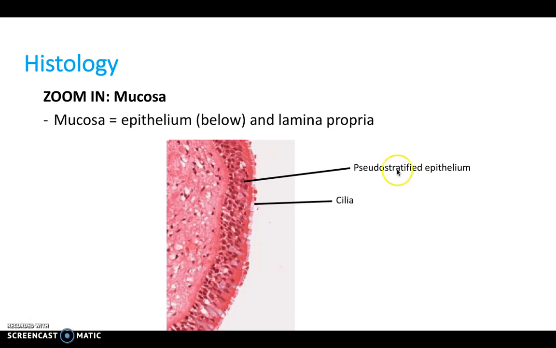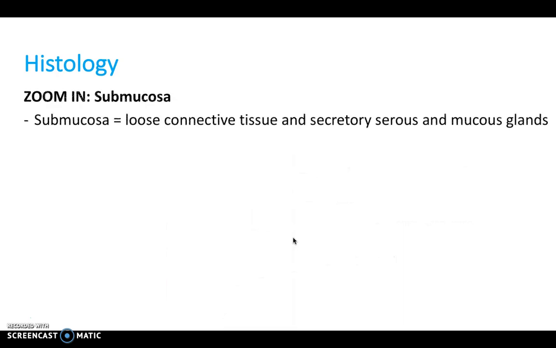These are the cilia, of course, present on the epithelium, and then you've got the basement membrane and the goblet cell, so goblet cell, mucus secreting cell. Zoom in on the submucosa, so the next layer outwards.